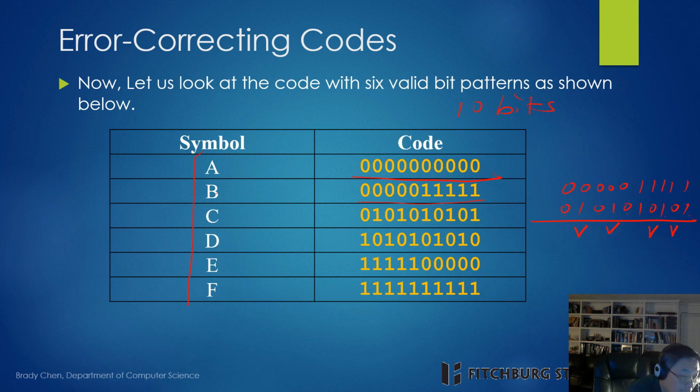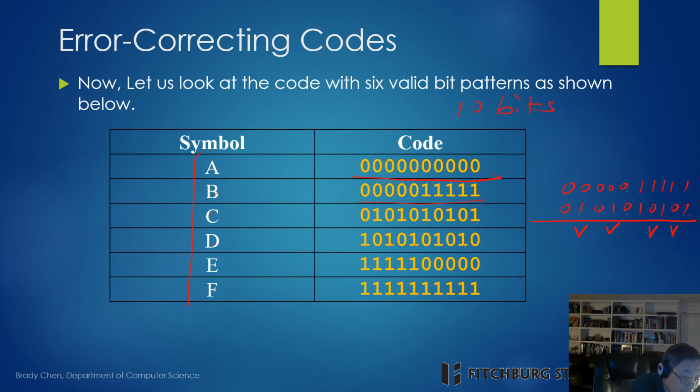Okay. So the distance between B and C is 4. And the distance between B and D, let's see, 1, 2, 3, 4, 5. Yes, it's 5. And also the distance between B and E is actually 10, right? They're all opposite. Okay. Now the distance between B and F is also 5. Okay. So then look at C and D. They're 10, right? They alternate to each other.